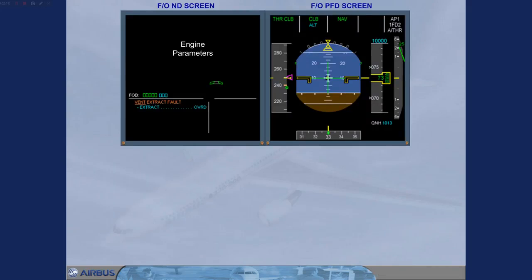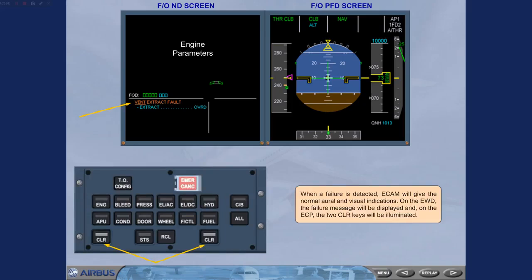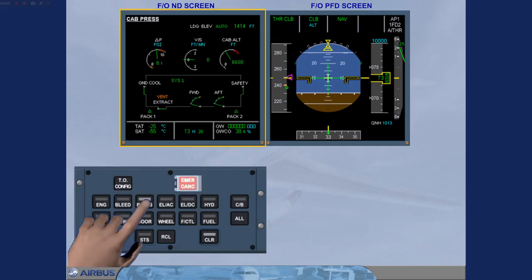When a failure is detected, Ecam will give the normal oral and visual indications. On the engine warning display, the failure message will be displayed, and on the ECP, the two clear keys will be illuminated. By looking at the underlined system title, you can see which system page needs to be viewed. In this example, the press page push button should be selected and held on the Ecam control panel.